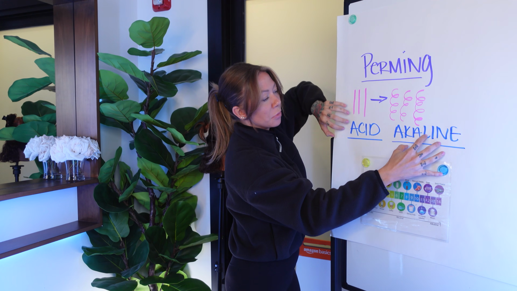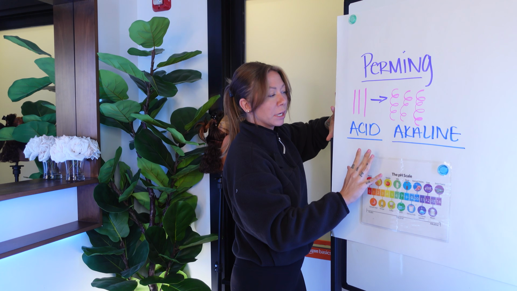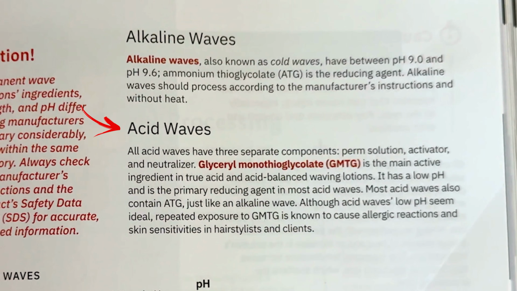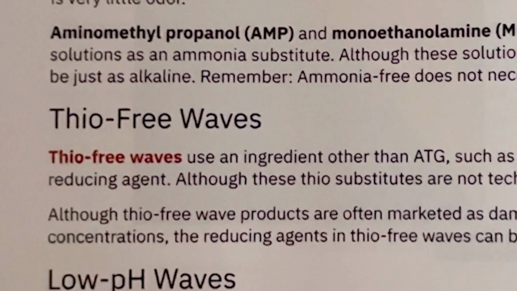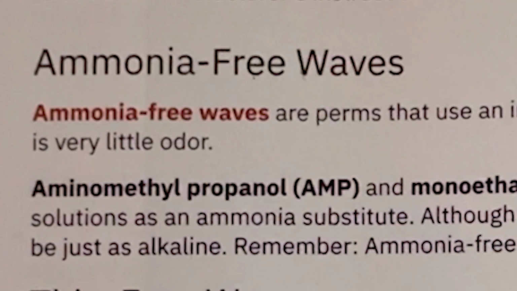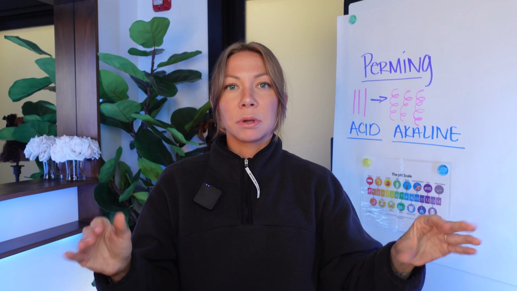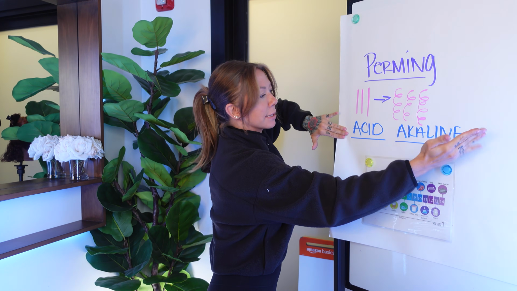All these other perms in this book, however many, too many, originate from these two. No matter what type of perm it is, it's either going to be acidic or it's going to be alkaline. So those are your two main players, mom and dad, or however you want to look at it. Your parents. Two parents, and they had about 5 kids. Thio-free, low pH, ammonia-free, lots of different perms. But it all comes back to the parents here, acid and alkaline.